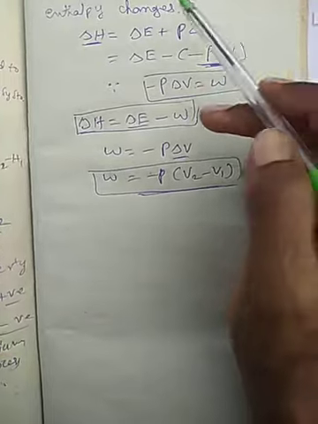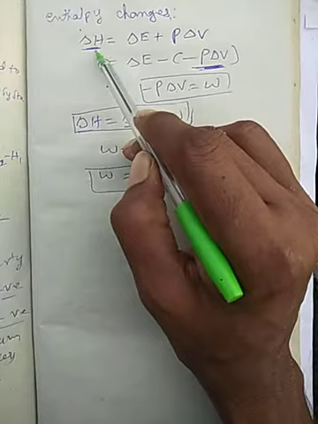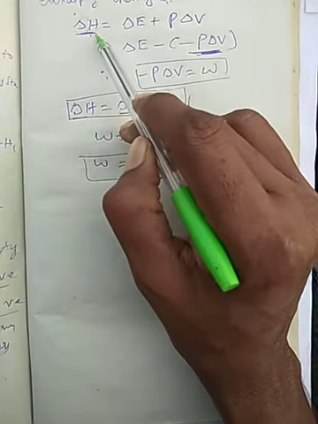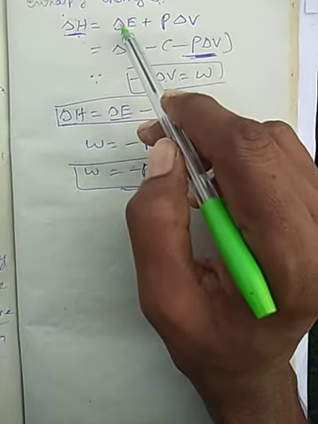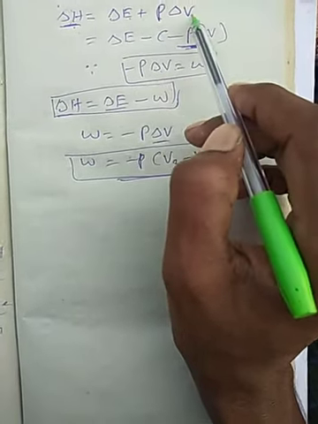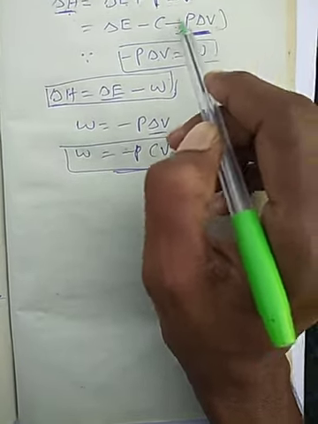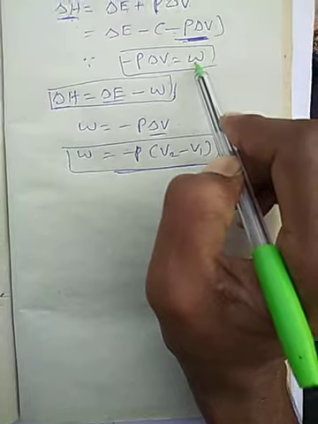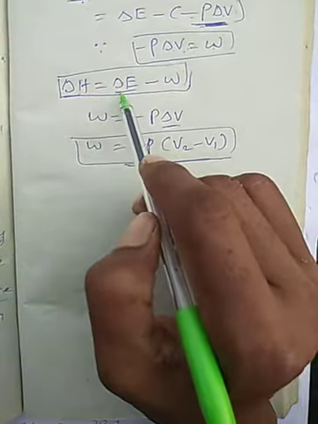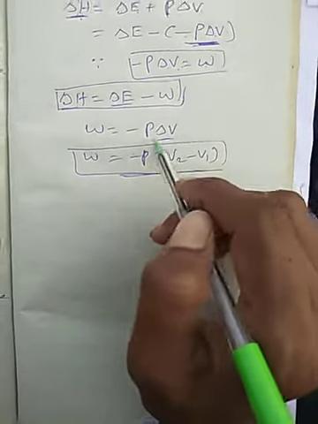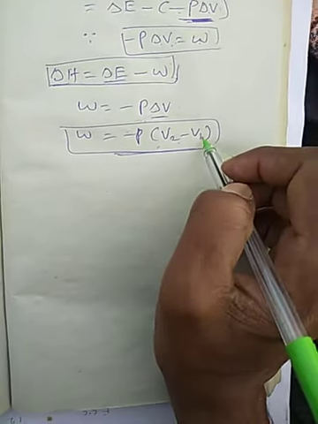I'm repeating one more time. The change in enthalpy, delta H, is equal to delta E plus P delta V. Now this we can write as minus of P delta V, which is equal to W. Substitute W in place of P delta V, and we get the equation delta H is equal to delta E minus W. We can also write it with V2 minus V1.